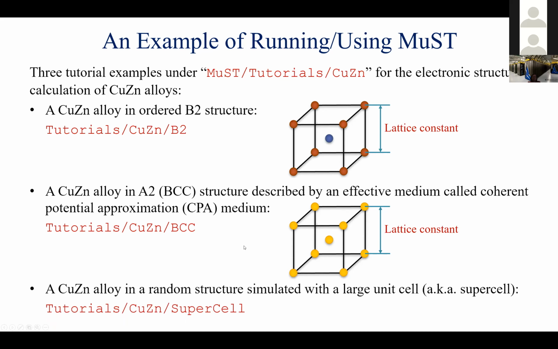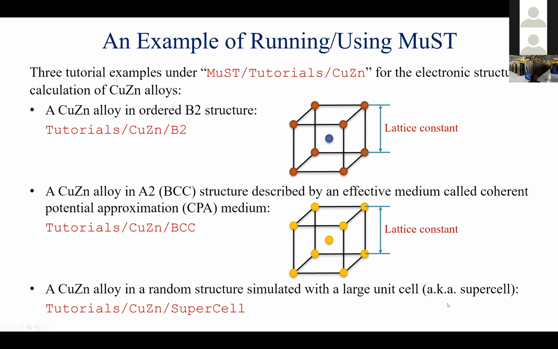So we take three different particular examples to study copper zinc for different structures. One is called the B2 structure. We know at low temperature it exists this way, or at high temperature it becomes a random alloy. There are two ways to approach random alloys. One way is based on the coherent potential approximation. Look at this particular structure, or we use a large unit cell to simulate the random structure.